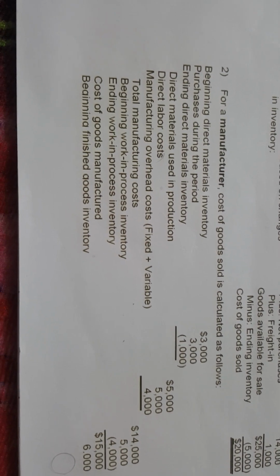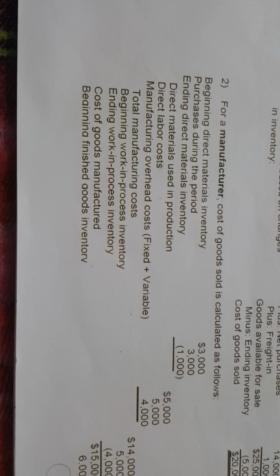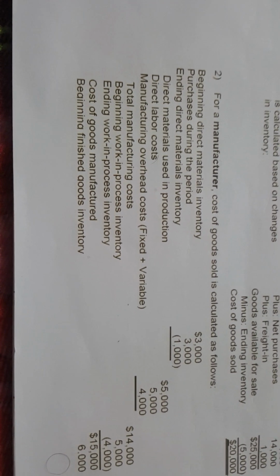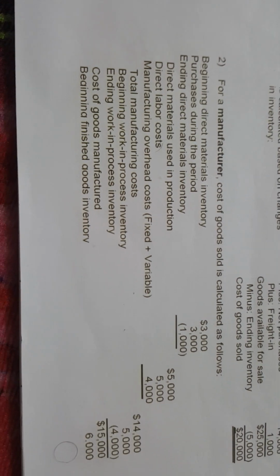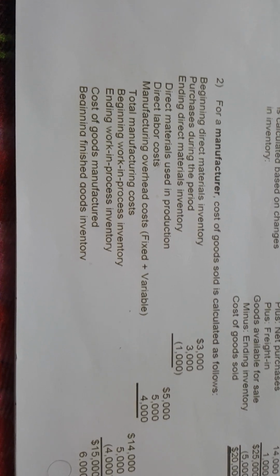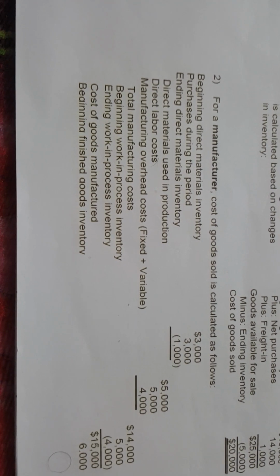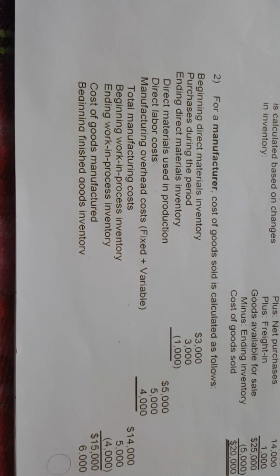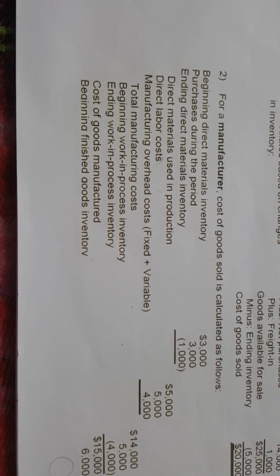Okay, so now in the total manufacturing cost you will add beginning work in progress inventory, and then you will deduct from there the ending work in progress inventory. Then you will find the cost of goods manufactured.